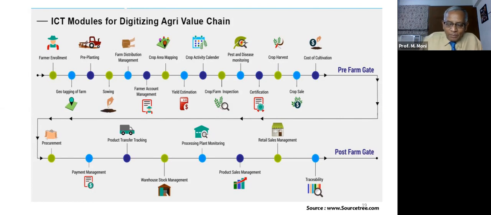And here is one example that from farm up to the farm gate, in 23 places there exist data points where data can be collected and can be used for big data analytics.